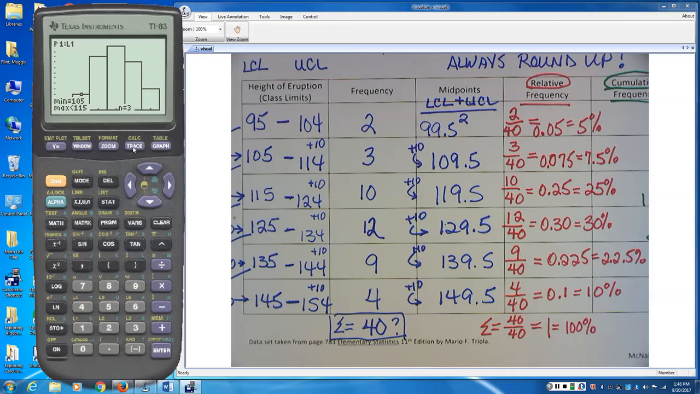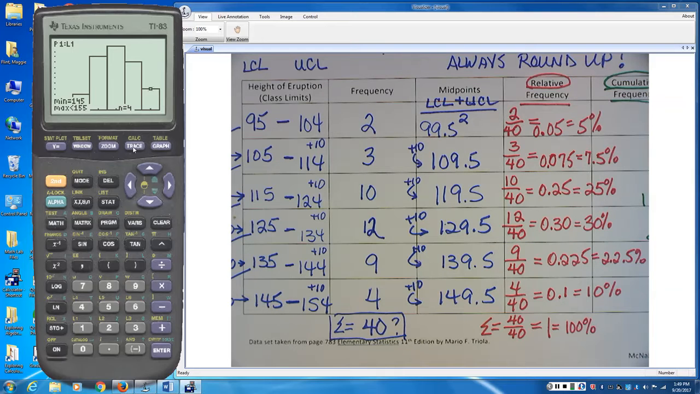If you move to the right, it says in the second bar, the numbers in that bar are 105 to less than 115, and there were 3 of them. If you move to the right again, it's 115 to less than 125, and there's 10. The tallest bar is 125 to less than 135, and there's 12 of them. The next bar is 135 to less than 145, and there's 9 of them. The last bar is 145 to less than 155, and there's 4 of them.